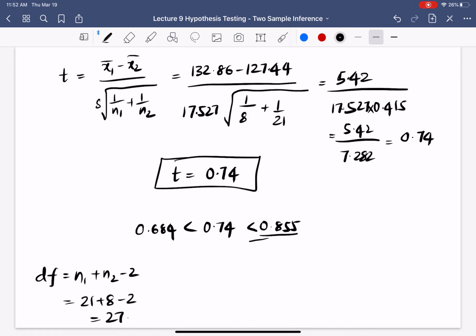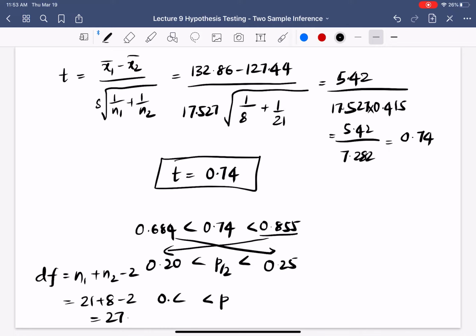So for 0.855 the value is 0.20. For 0.684 the value is 0.25. So this value is p by 2. So p value now lies between 0.4 and 0.5. So now this is the value where the p value lies.